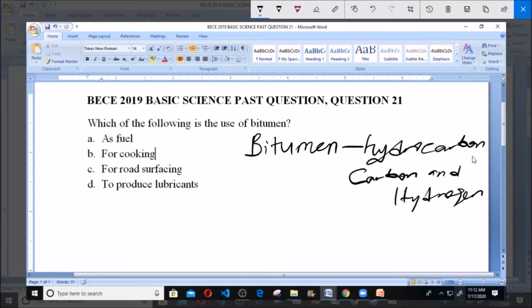You get bitumen as a product of crude oil. When crude oil undergoes fractional distillation, you get bitumen. From crude oil, you get bitumen. After crude oil undergoes fractional distillation, you have all products, and one of these products is bitumen.